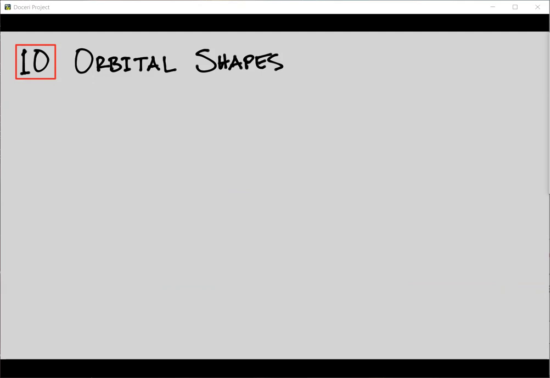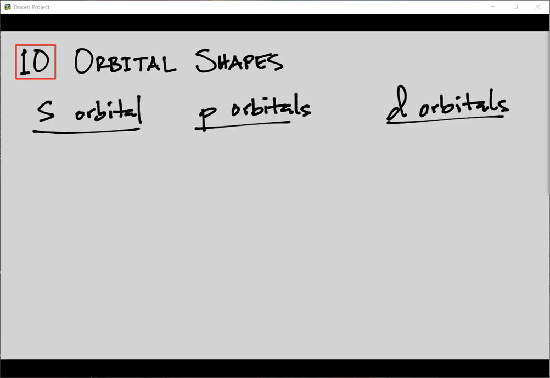All right, and so we're almost halfway here. The next concept is regarding orbital shapes. Again, orbitals are regions of space where there's a high probability of finding an electron. And again, they are mathematical representations, right? And so you can graph them mathematically, three-dimensionally.